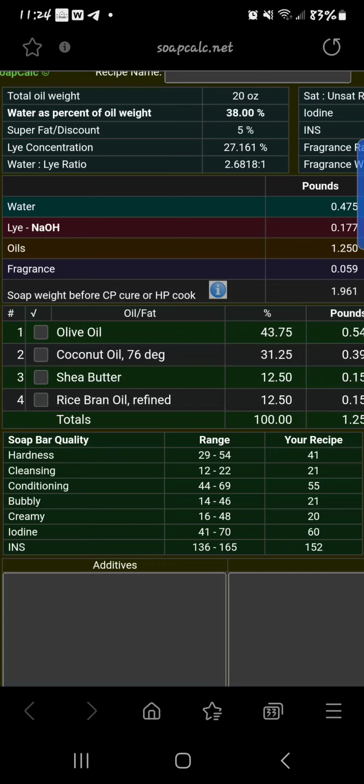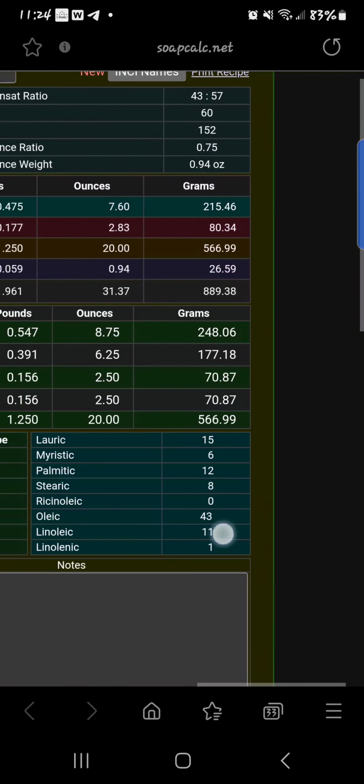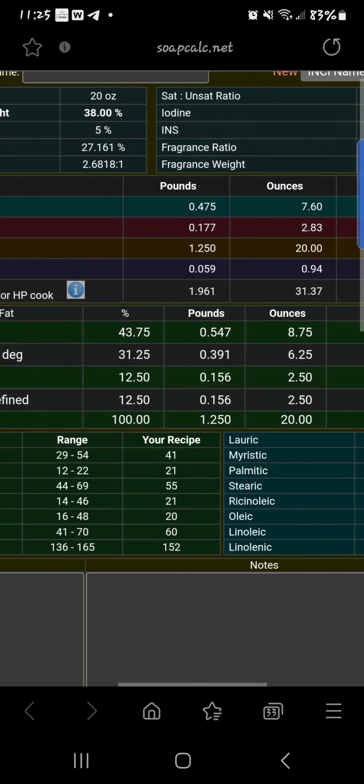Now let's say you want a more bubbly soap than 21. You want it at 28. So you will play around with the different oils or the percentage of the oils that you're already using until you get the quality that you're looking for. So that is pretty much how you use the soap calculator.